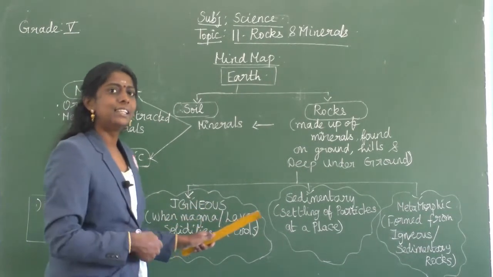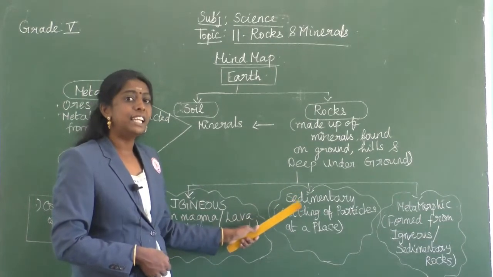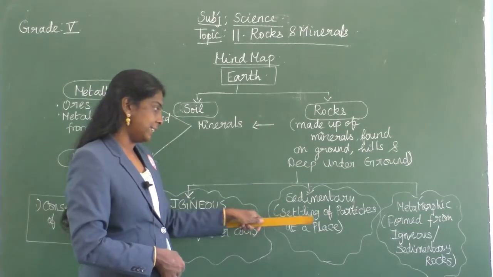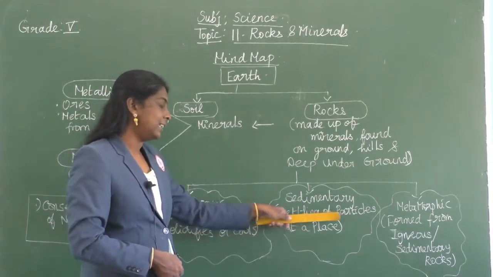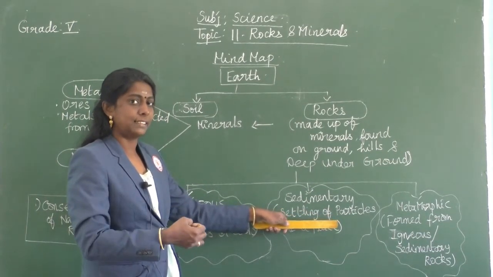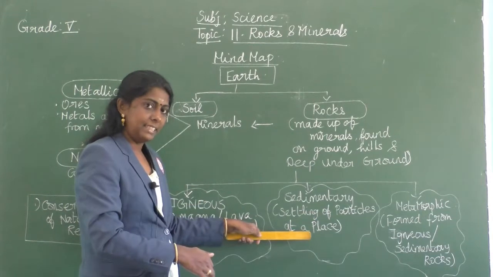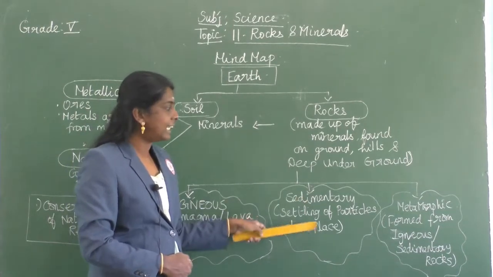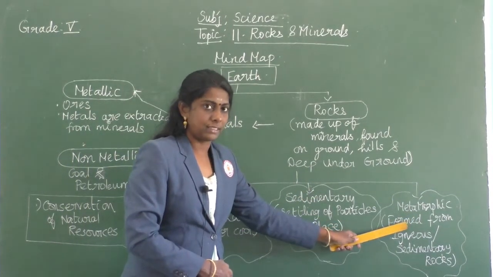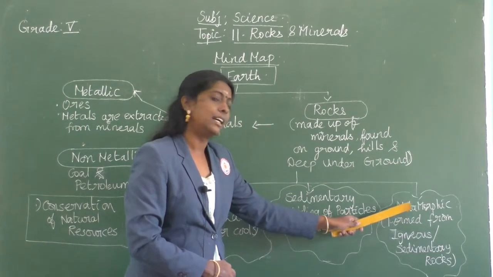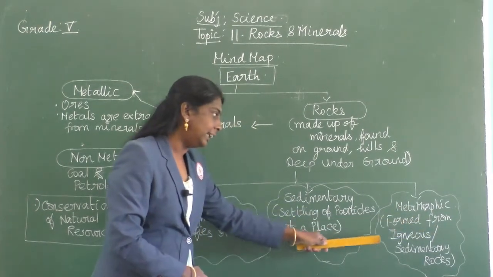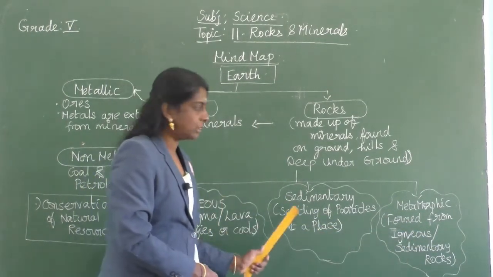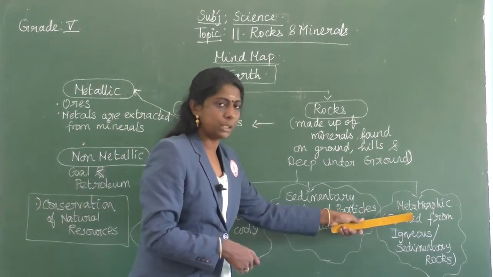Clear, children? Yes. Now the second type, sedimentary rock. What is this? It is the settling of particles at a place. What particles? Particles of rock substances, fragments of particles. When they settle at a place, you get sedimentary rocks. Next, metamorphic rocks. They are formed from igneous or sedimentary rocks, and that type is said to be metamorphic rock.